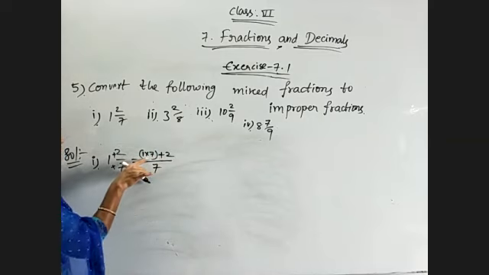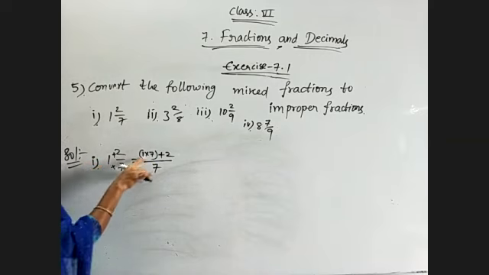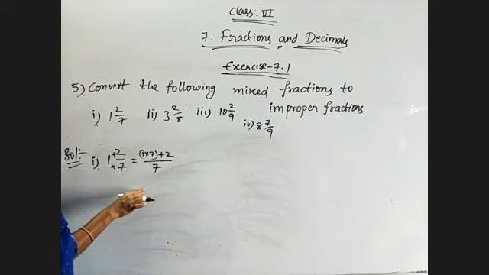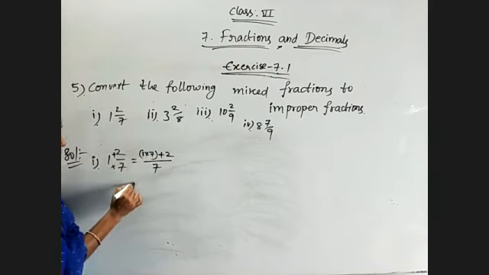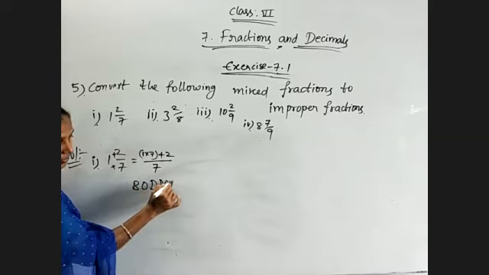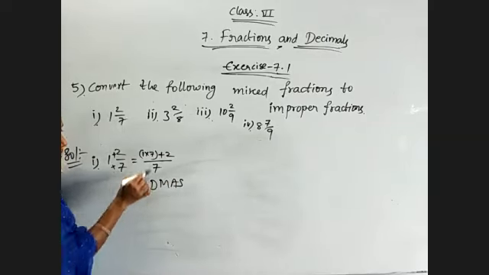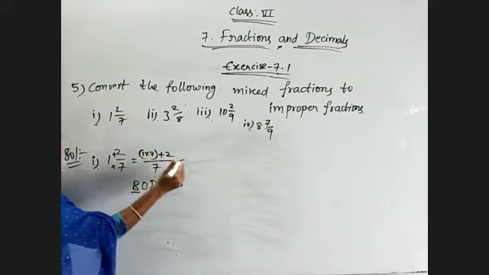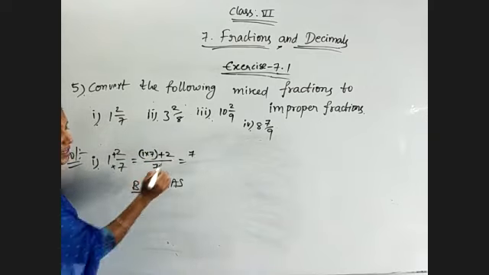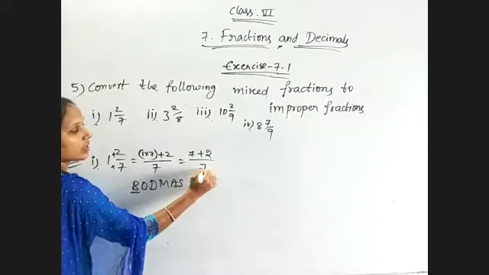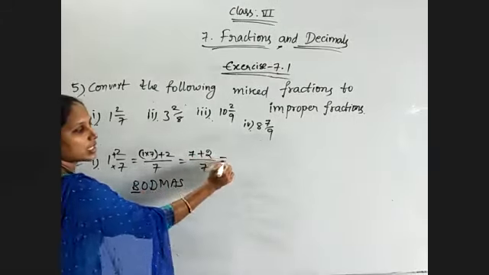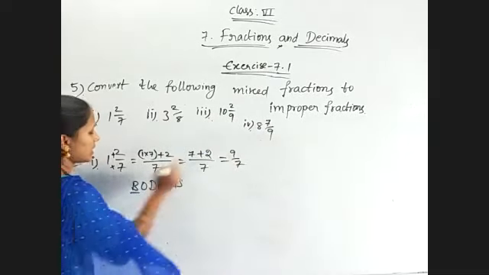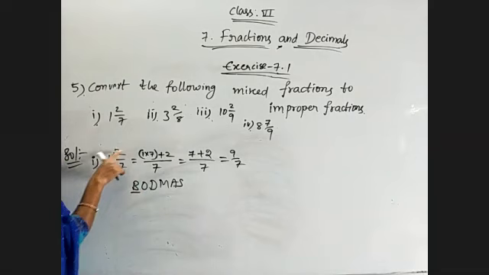See, why we are keeping brackets: according to the BODMAS rule, compulsorily we need to simplify the multiplication operation first rather than the plus. Brackets, BODMAS. If brackets are there, we need to do those operations first. So inside the brackets, numbers are there, between them multiplication is there, means 1 into 7, that one we need to do first. After that, plus 2 by 7. So 7 plus 2 is 9. 9 by 7 is the improper fraction for 1 2 by 7.